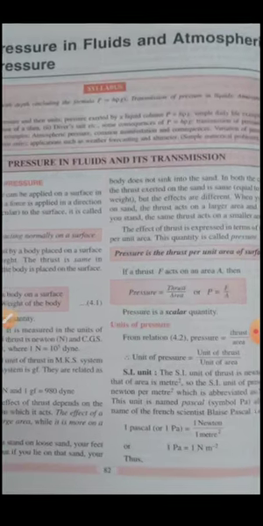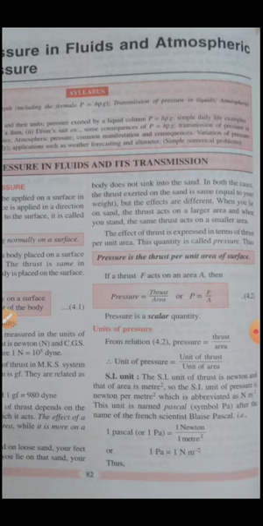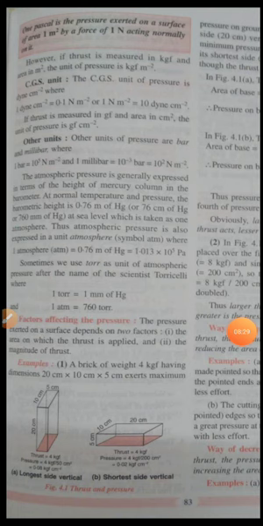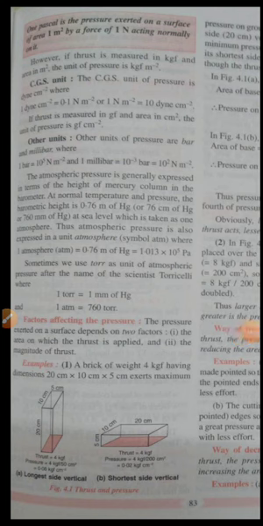As I told you, 1 Newton by meter square, instead I can term it as 1 pascal. So 1 pascal is nothing but 1 Newton of force acting on an area of 1 meter square. So the relation between the SI and CGS units: 1 Newton per meter square will be 10 dyne per centimeter square. Now you have to think, how did we get the value 10 dyne per centimeter square? What is 1 Newton equal to in dyne? It is 10 power 5 dyne, and 1 meter is 100 centimeter.